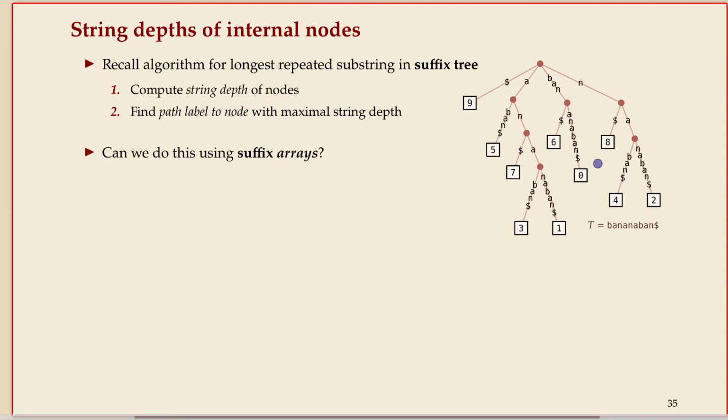And so here's y again, just as a reminder. We annotate each node with the length of the string from the root that leads to this node. That is the string depth of that internal node. And then the longest repeated substring was the path label to a node that has the largest string depth. So the largest string depth was 3 in the example, and we had Anna and Ben as 2 examples.